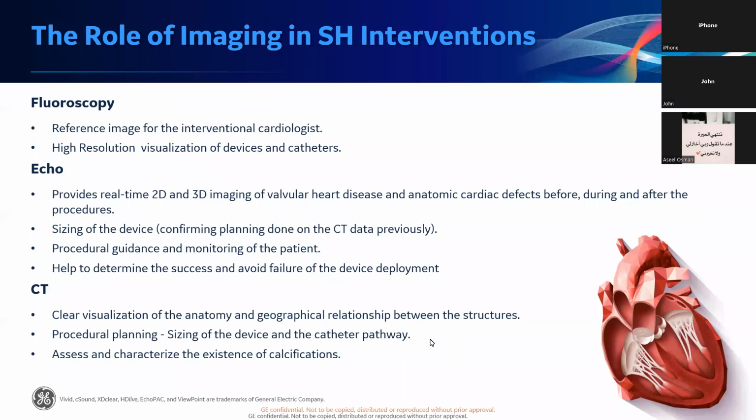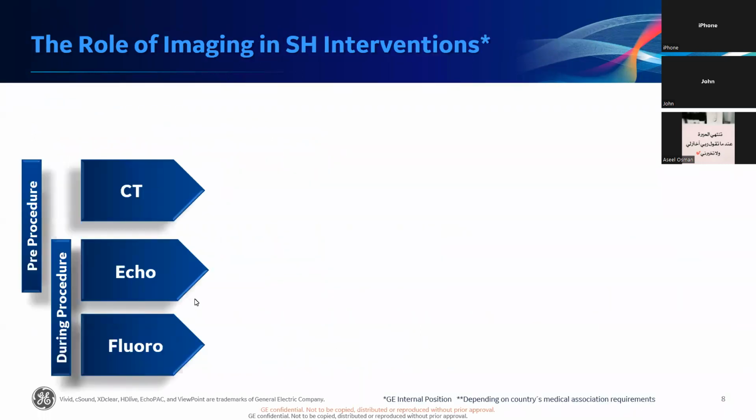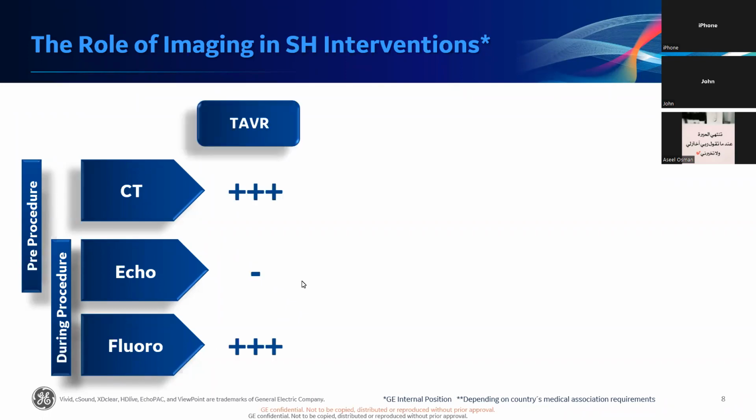CT can always be very helpful in the pre-procedure assessment and the planning of such interventions. So you can see here the role each of the imaging modalities can play pre-procedure and during the procedure. Of course, echo is a link between pre-procedure and during procedure, because it can be used pre-procedure, and it can be used during procedure. Of course, CT can only be used pre-procedure. Fluoro is usually during the procedure. If you start fluoro, then you might as well just do the procedure.